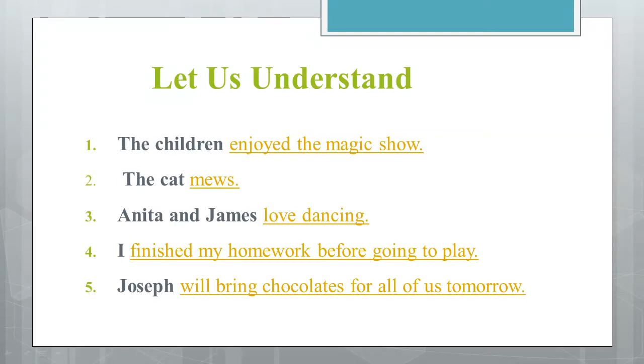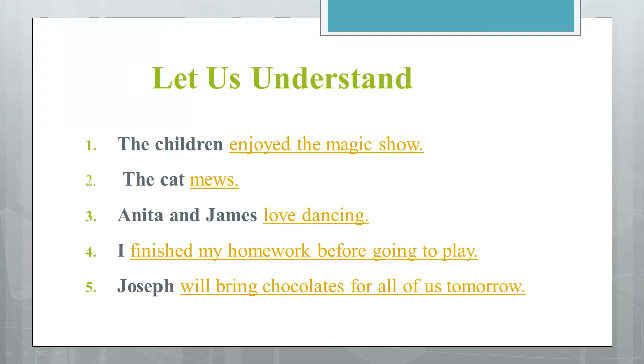Number 4, I finished my homework before going to play. One single subject, I, and the rest of the information, finished my homework before going to play, is predicate to this subject.